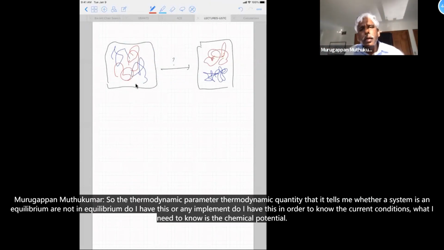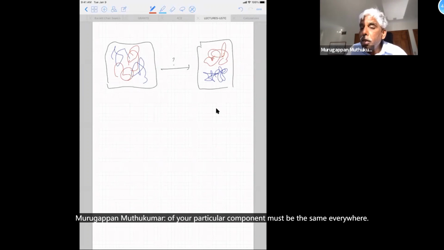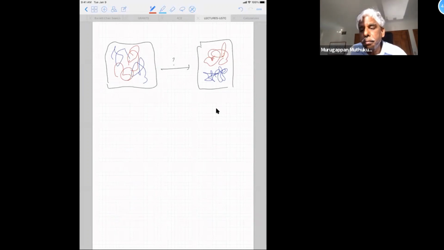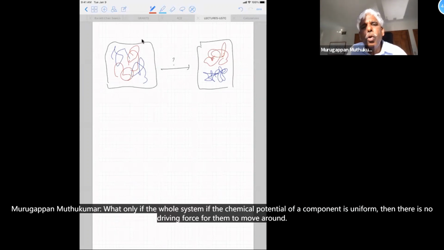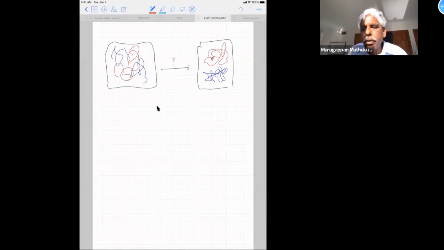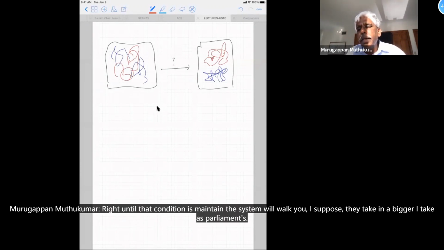Okay. So the thermodynamic quantity that tells me whether a system is in equilibrium or not. In equilibrium, do I have this? Or in equilibrium, do I have this? In order to know the equilibrium conditions, what I need to know is that the chemical potential of a particular component must be the same everywhere. Only if the chemical potential of a component is uniform for the whole system, then there is no driving force for them to move around. Until that condition is maintained, the system will evolve.